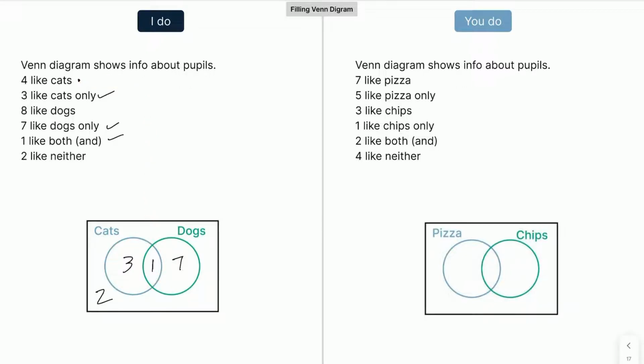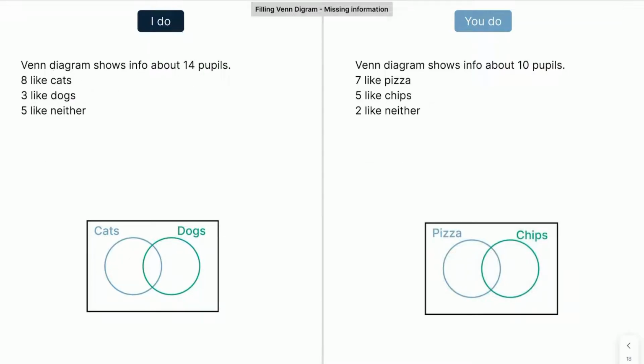So press pause and have a go at the example on the right. So it says 7 like pizza, not very useful because it's not specific, but we've been told 5 like pizza only, 1 like chips only, 2 like them both, 4 like neither. Now in the exam, you will get missing information like this. Now with this question, there's an extra step involved.